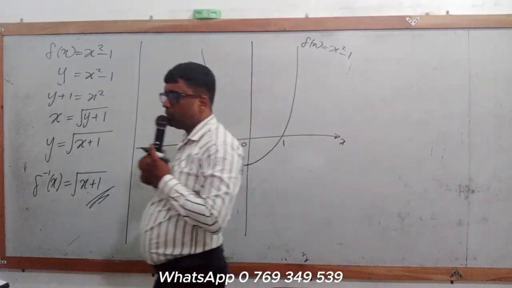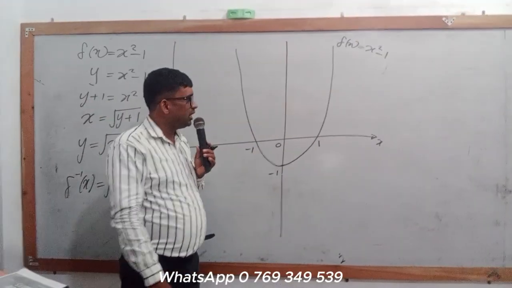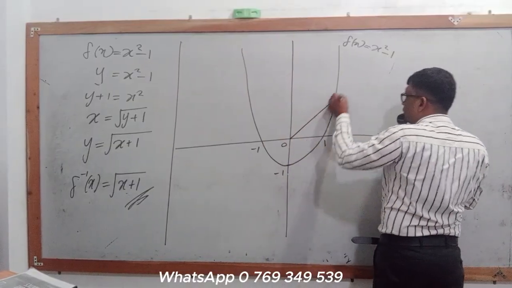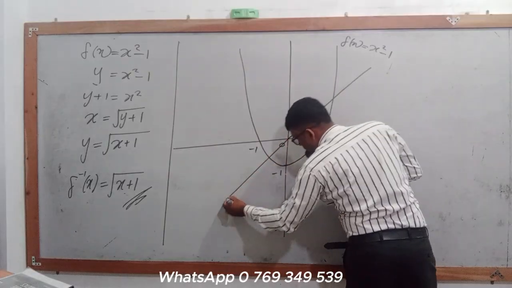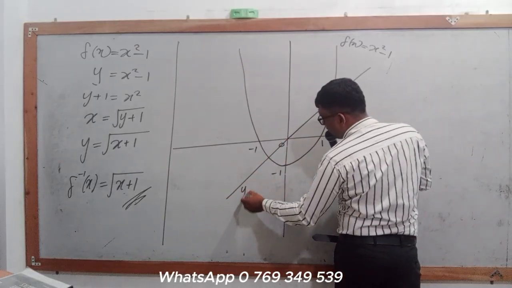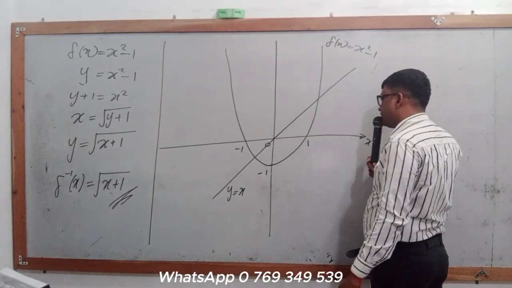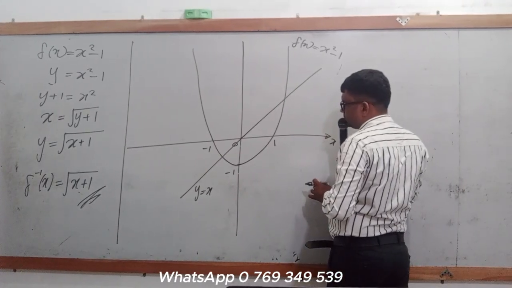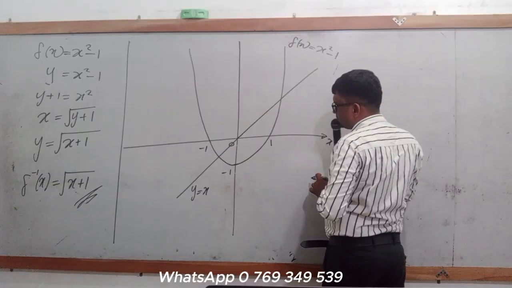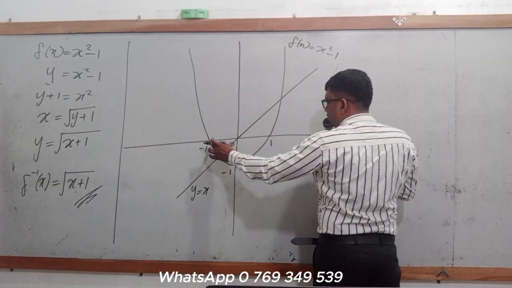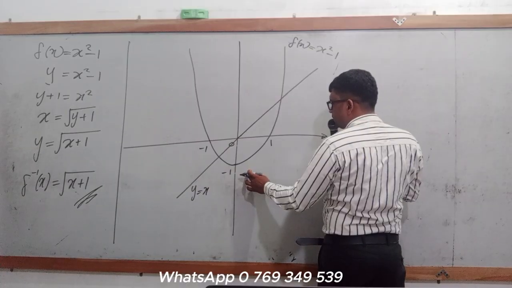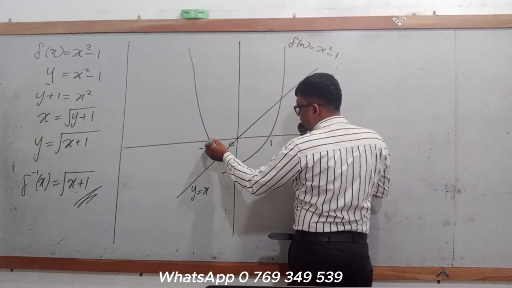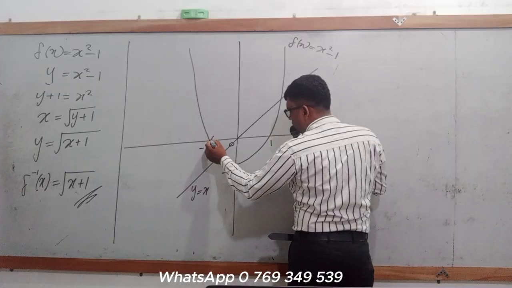Now you have to draw the inverse function. Then you have to draw the identity function. This is the identity function, y equals x. Take the image of this one to this one. This point goes to here. This point goes to here. This point goes to here minus 1. Here the minimum also goes like this.